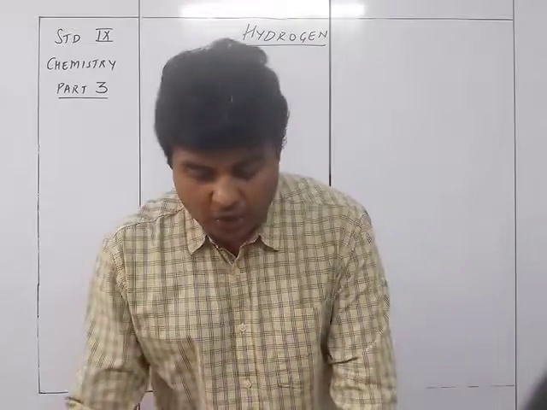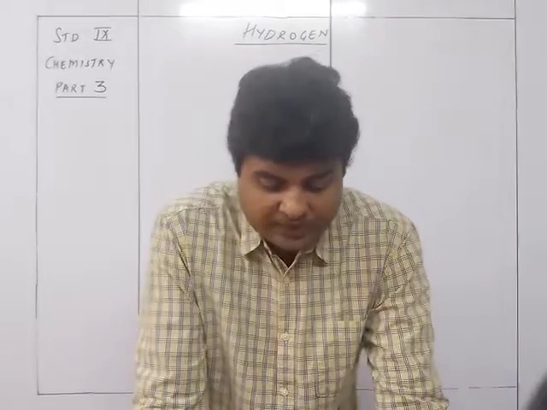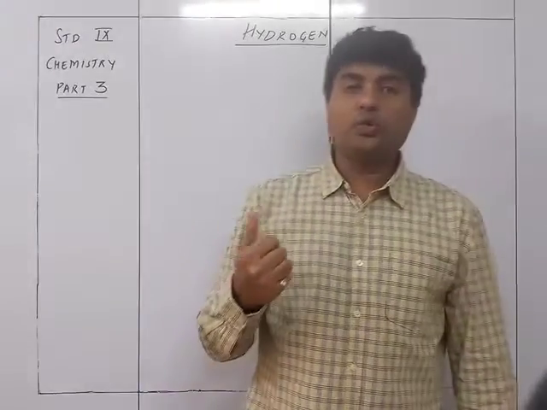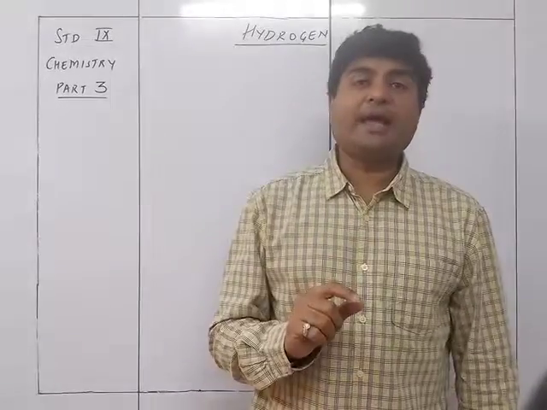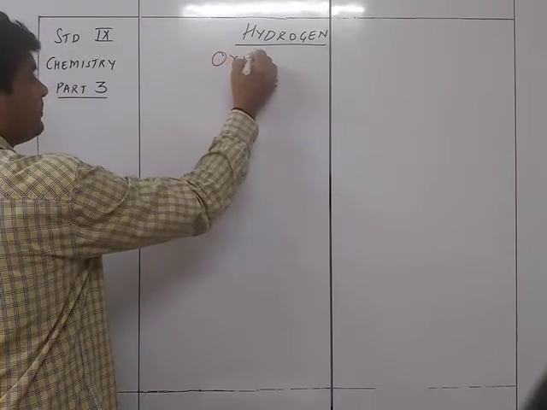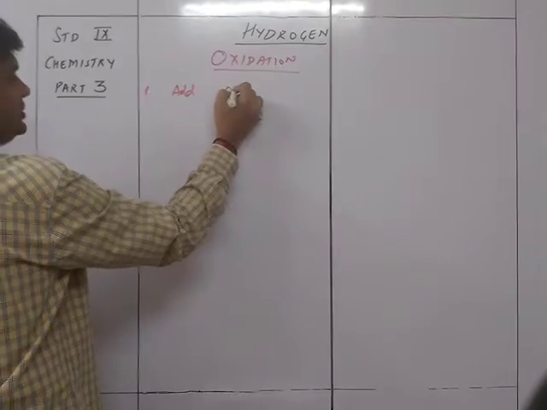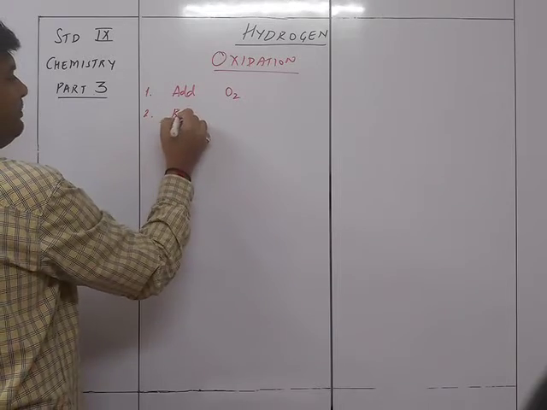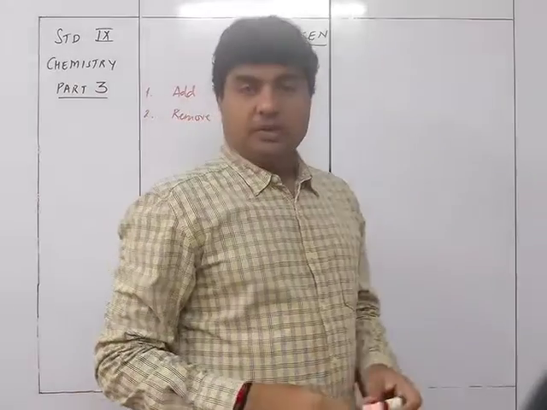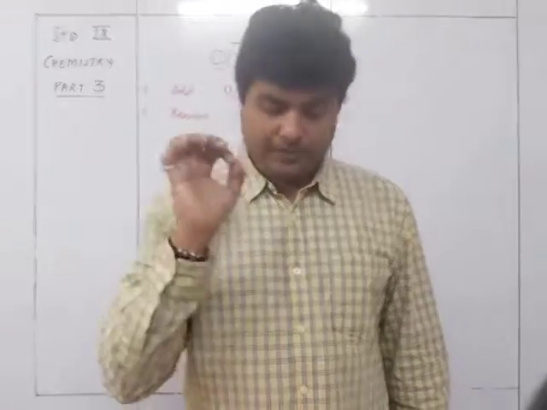So the first thing is that when you talk about oxidation reactions, oxidation was the first use for the reaction in which oxygen combined with a substance. So addition of oxygen to a substance is oxidation. At the same time, removal of hydrogen is oxidation. So when you talk about oxidation, the first thing that can take place is addition of oxygen. Second is removal of hydrogen. So the first thing is oxygen added or hydrogen removed.